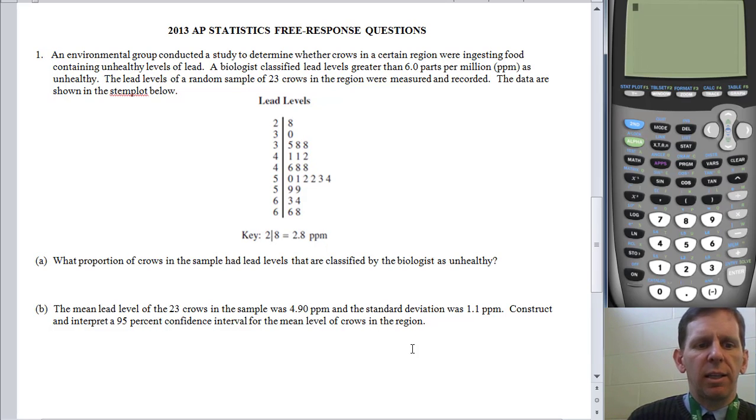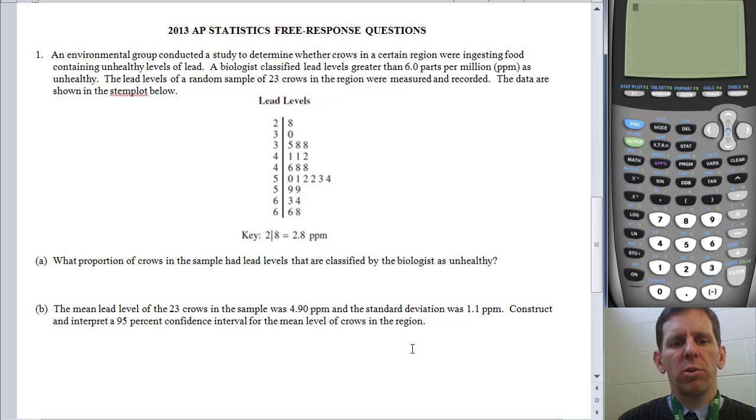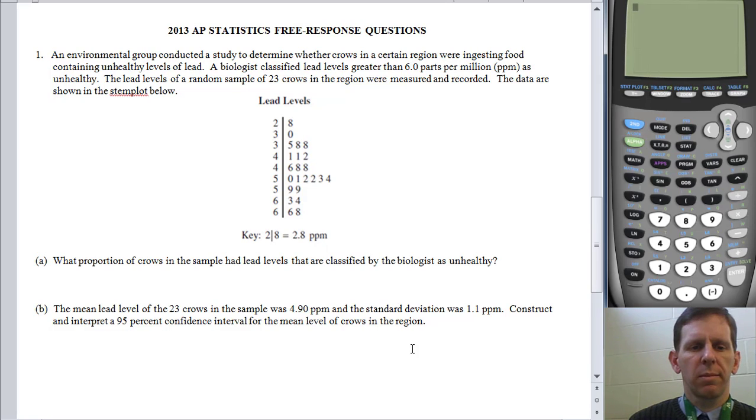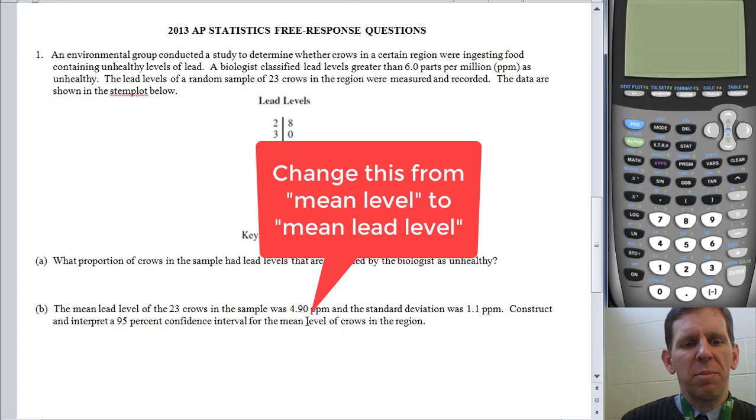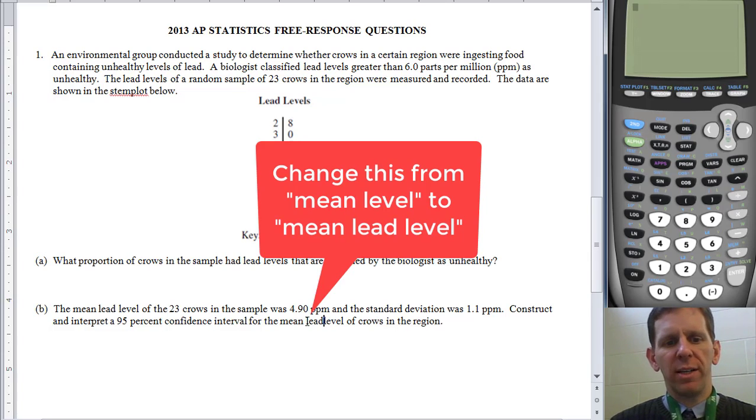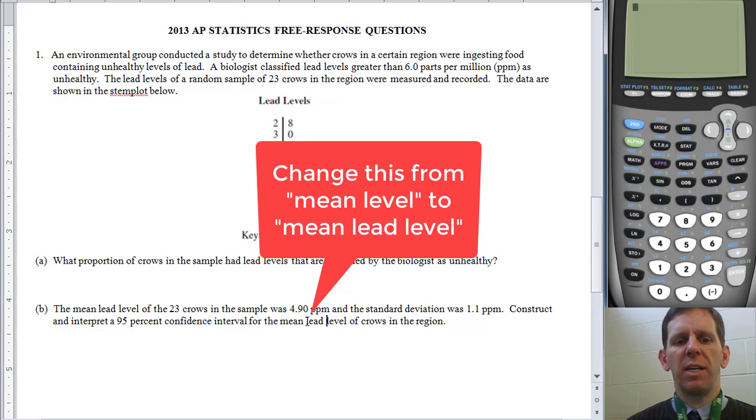It says the mean lead level of the 23 crows in the sample was 4.9 ppm, and the standard deviation was 1.1 ppm. Construct and interpret a 95% confidence interval for the mean level of crows in the region. And there is a typo in your worksheet. It should actually say mean lead level. Otherwise, it sounds like it's talking about the mean number of crows. It should be the mean lead level of crows in the region.